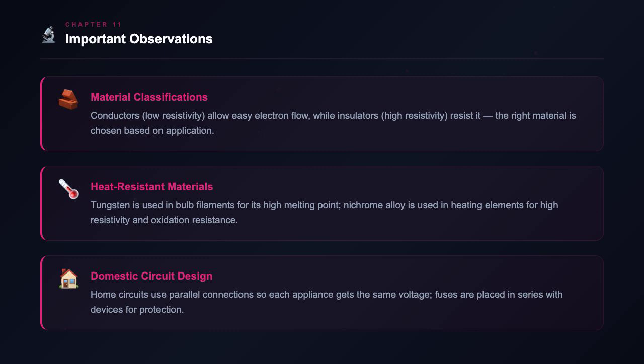Heating elements are made of alloys like nichrome, which have high resistivity and don't oxidize at high temperatures. Copper and aluminum are used for electrical transmission due to their low resistivity. Fuse wires are made of materials like aluminum, copper, iron, or lead, chosen for their melting points. In circuit design, parallel arrangements are preferred for domestic circuits, allowing each appliance to operate at the same voltage. Fuses are positioned in series with the device to provide protection.